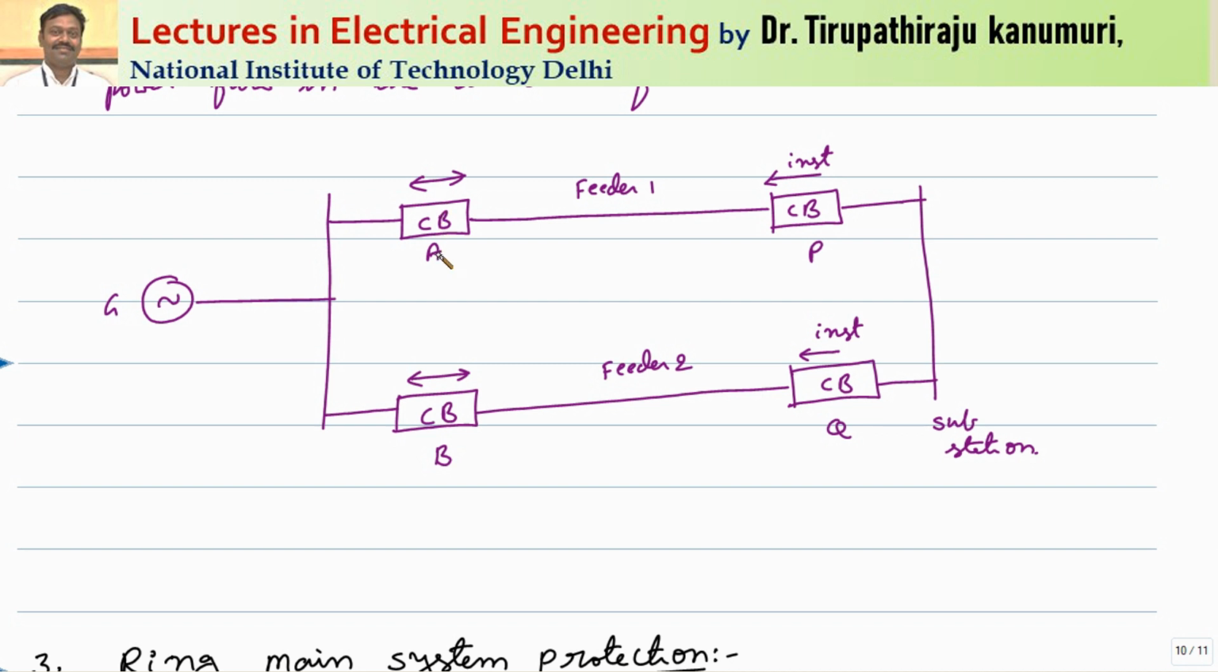That's why at section A and B, at the sending end, you can see they have non-directional inverse definite time relays, meaning inverse characteristics will be used. At the end of the feeders, we go for instantaneous relays, which operate for a particular direction only. Under normal condition, you can see the power will pass from this generator.